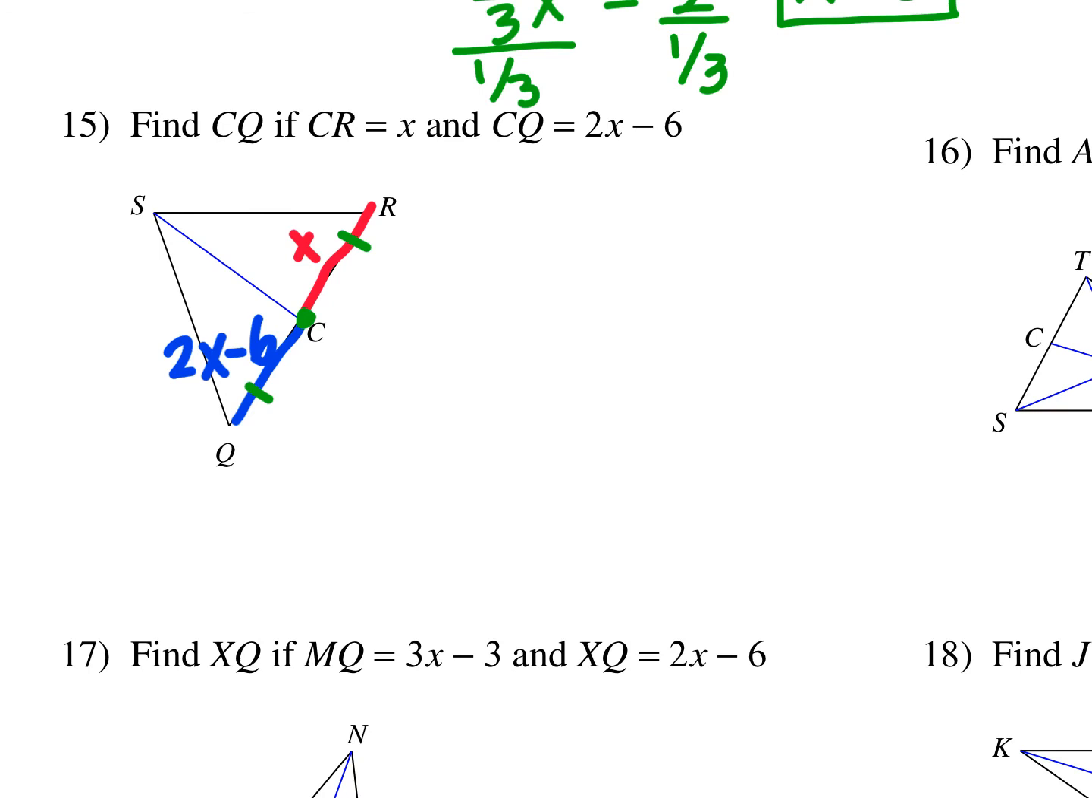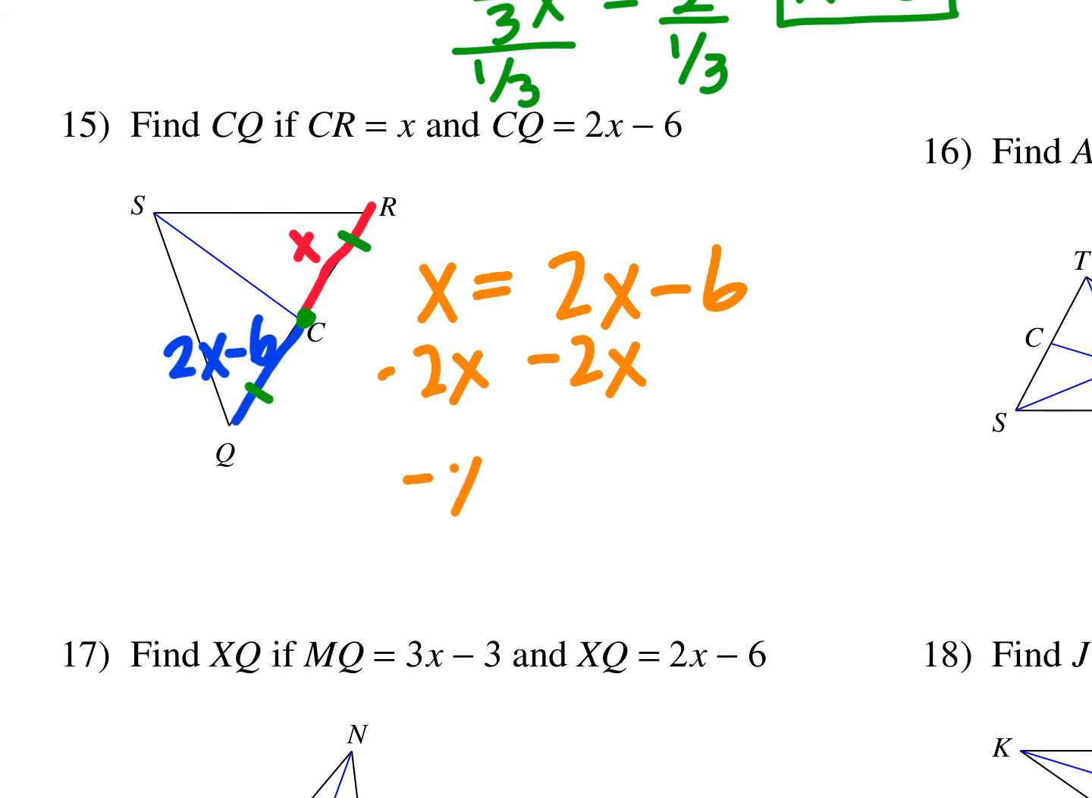x equals 2x minus 6. We want the x's to be on the same side, so I'm going to subtract the 2x from here, which would give me negative 1x equals negative 6. But I don't want it to be negative. I want it to just be a regular x. So I'm going to divide by negative 1, which gives me x equals 6.